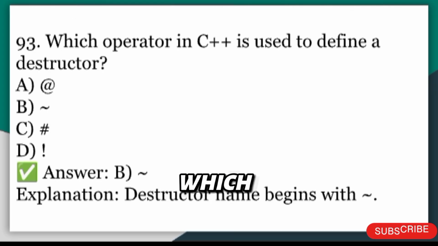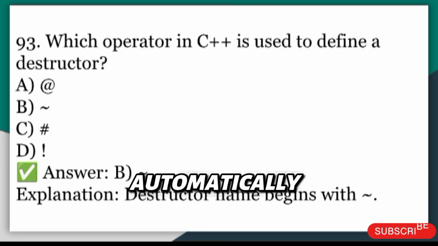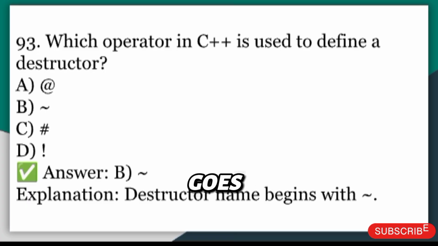Question number 93. Which operator in C++ is used to define a destructor? So the right option is B. Explanation: destructor name begins with tilde. A destructor is a special member function of a class that is automatically invoked when an object goes out of its scope or is deleted. Its name is the same as the class name, but it is preceded by a tilde.